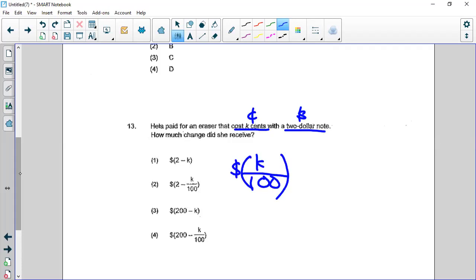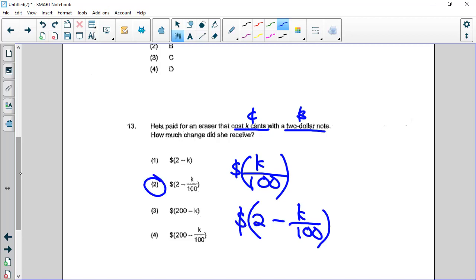So the eraser costs K over 100 dollars. That's the cost of the eraser in dollars. Hella paid with a $2 note. What is the change? You minus the cost of the eraser in dollars, and that will be the change. So your answer is what? 2 minus K over 100. So what's the lesson here? When you plus and minus, you have to make them the same units, right?